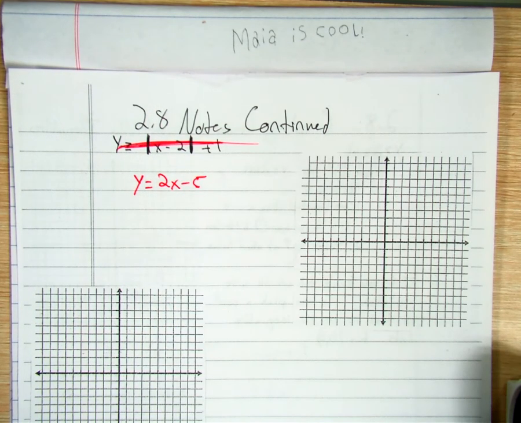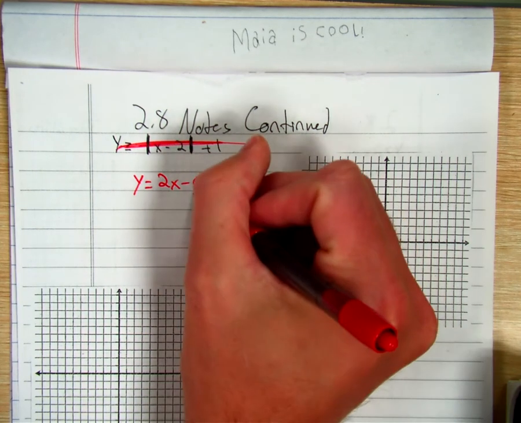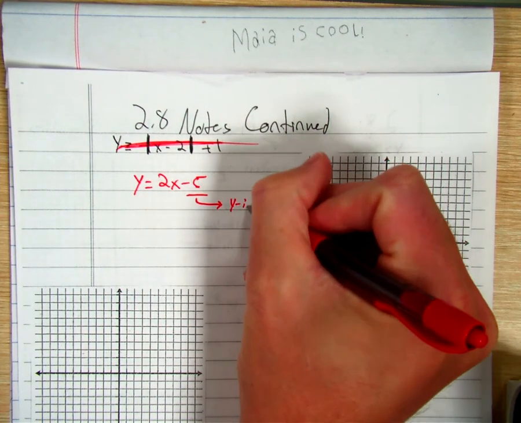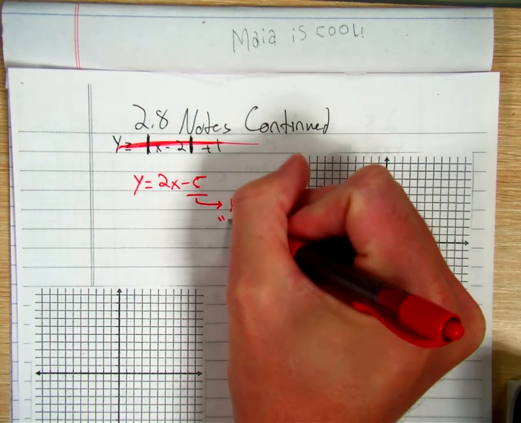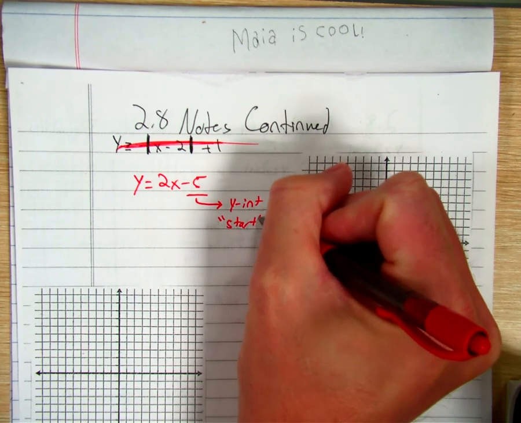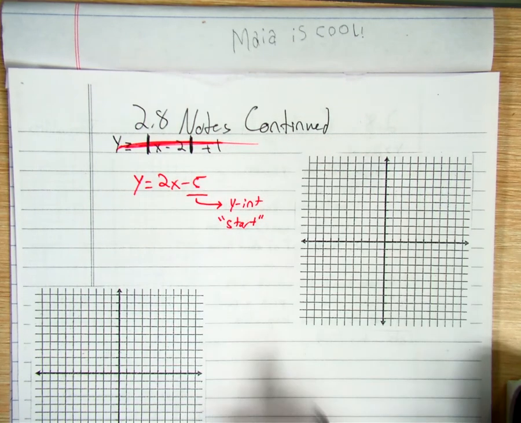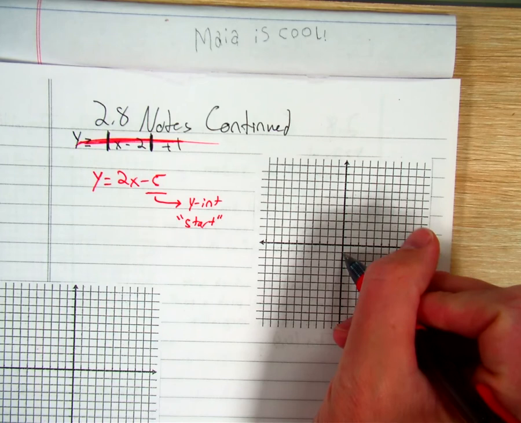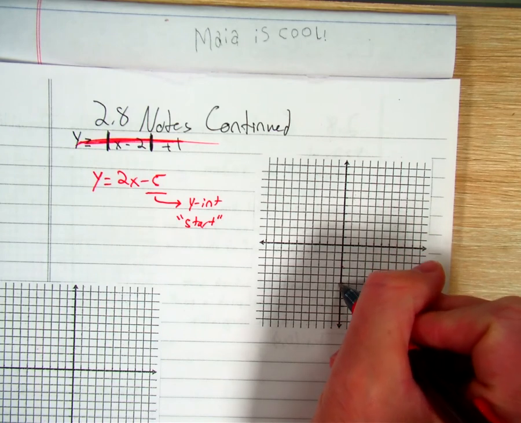Okay, take a look at that and think about what you would do to start that off. Okay, the minus 5 is our y-intercept, and that tells us where we want to start. Okay, so we want to start at negative 5 on the y-axis. 1, 2, 3, 4, 5.